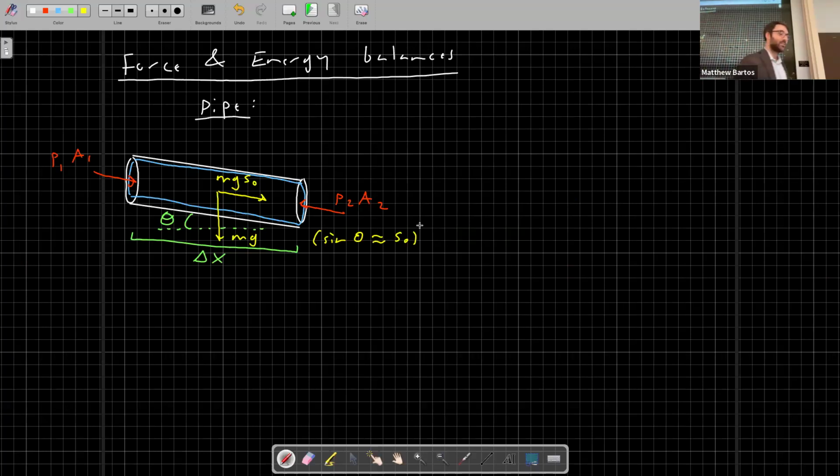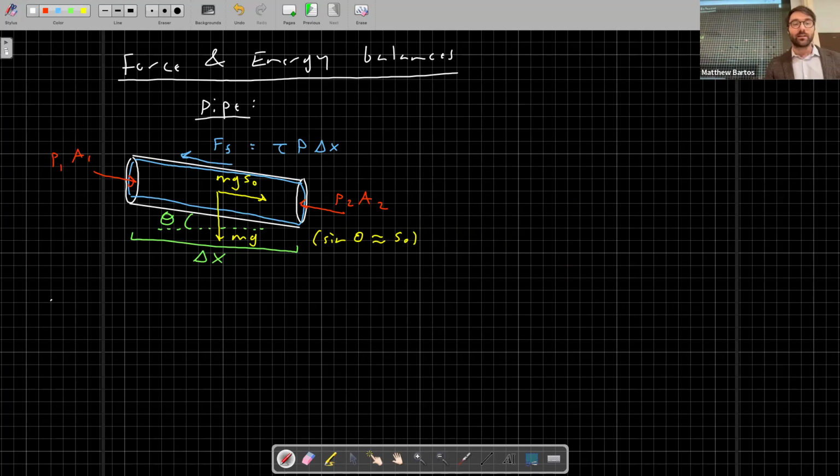Friction. Very good. So there will be a frictional force that is acting opposite to the direction of flow. I'll call this F sub F, and this is equal to the mean shear stress times the wetted perimeter times the length of the pipe. So those are the three main forces acting on the fluid in the pipe.